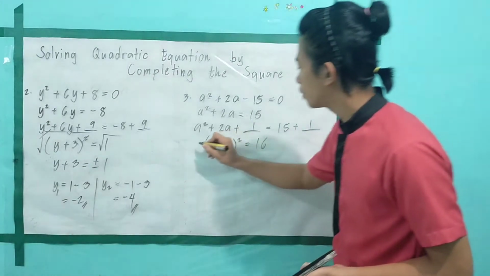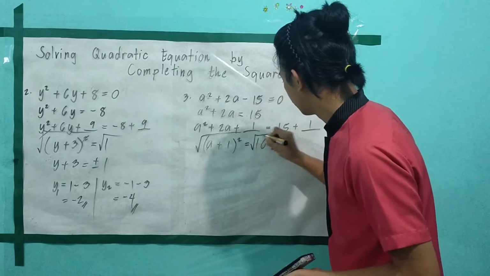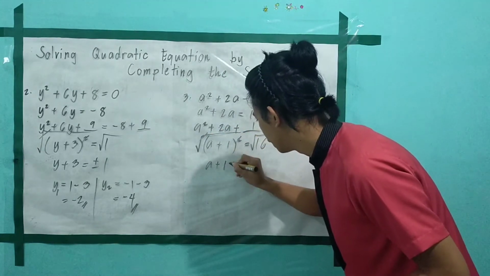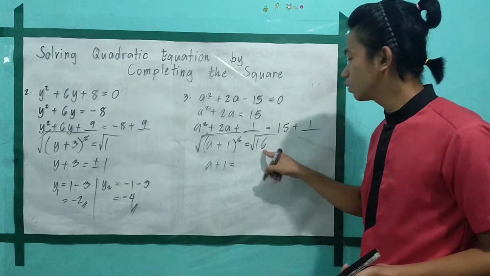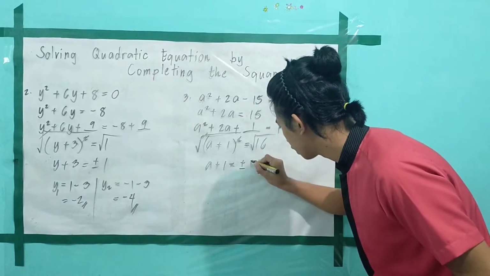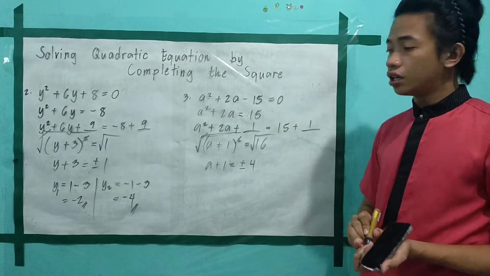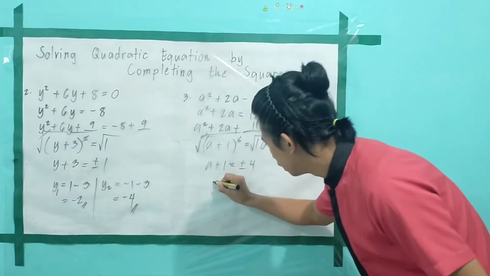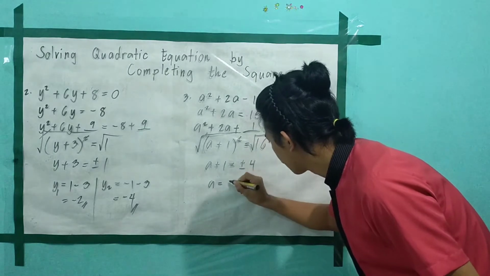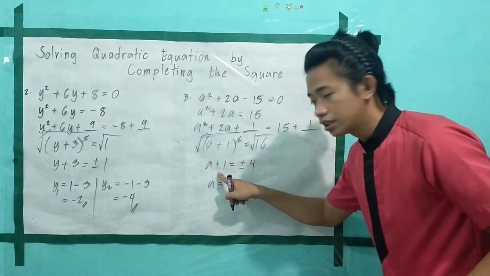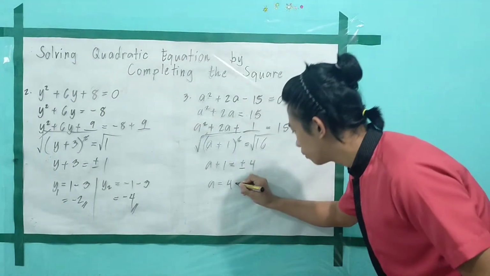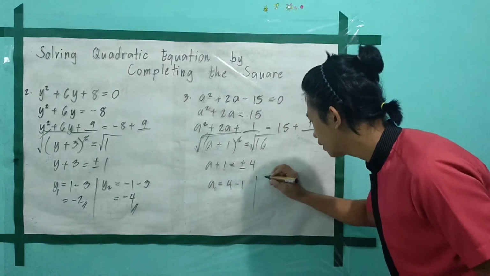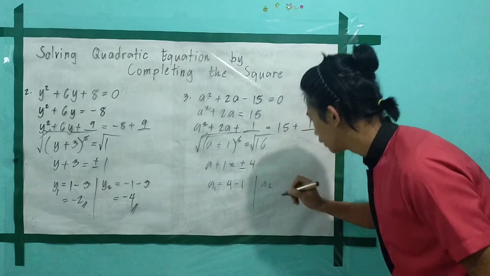Applying square root property, cancel. So we have a plus 1 is equal to square root of 16, we have positive and negative 4. Now, solve for the value of a. We have a is equal to positive 4. Transpose natin yung positive 1, magiging negative 1. And the other one, so yun yung ating a sub 1. For a sub 2, yan.